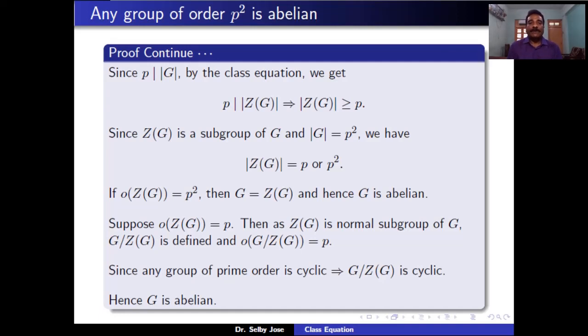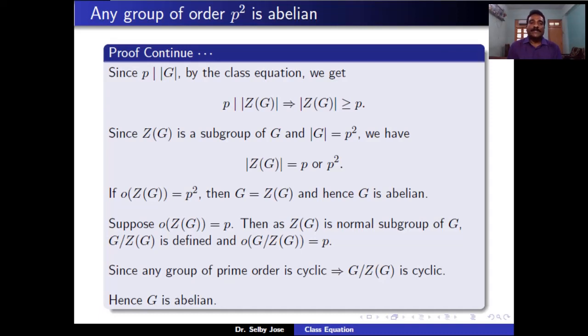So what will happen if the order of the center of G is p squared? In this case, G will become the center of G because the center of G is a subgroup of G. And this means that G is abelian. So in this case, G is abelian.